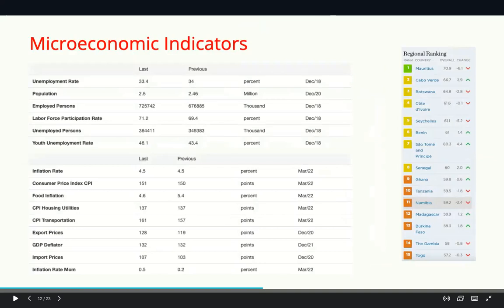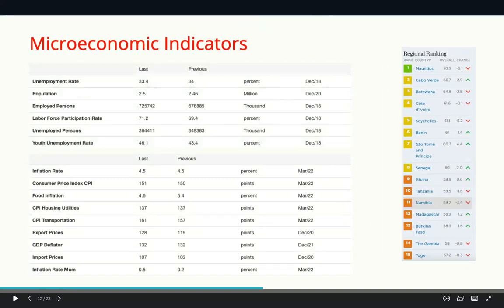Regarding the microeconomic indicators, we can see how the unemployment rate has decreased a bit. This is a positive aspect. The population is also increasing. However, the unemployment is also increasing. We see an increment of 2,000 people. And the most important thing, which is the youth unemployment rate, has increased from 43.4 to 46.1, and this must be tackled as soon as possible.